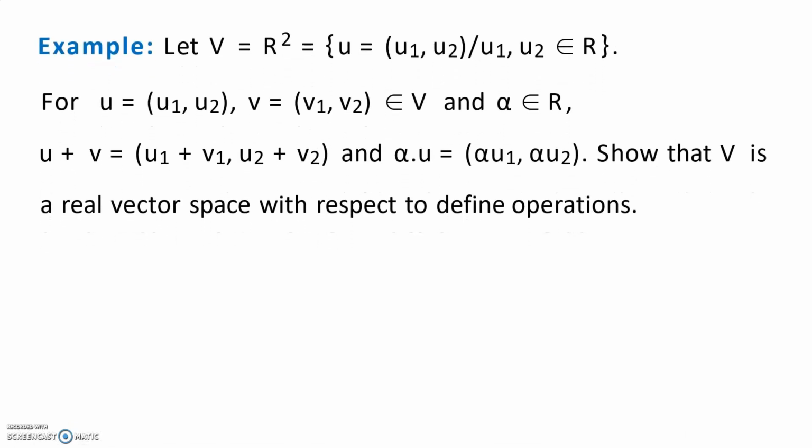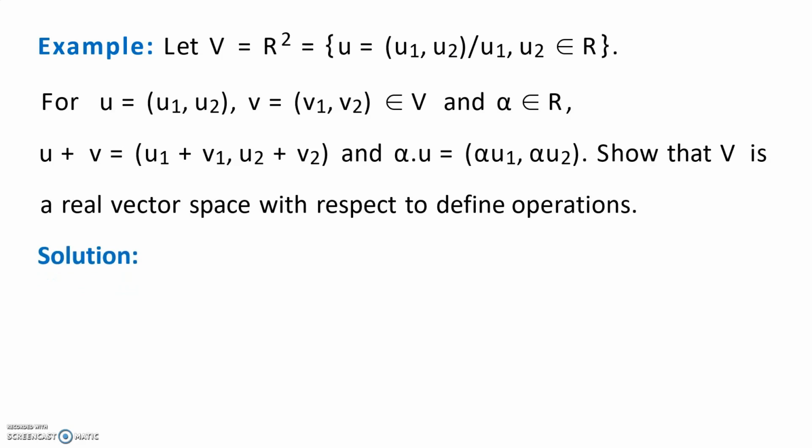Now we will see the example. Let V is equal to R square, a set of elements u which is equal to u1, u2 such that u1, u2 are real numbers. For u is equal to u1, u2 and v is equal to v1, v2 belongs to V which is equal to R square, and alpha is a scalar which is also a real number. Then vector addition is defined as u plus v is equal to u1 plus v1, comma u2 plus v2, and alpha into u is equal to alpha u1, comma alpha u2. Show that V is a real vector space with respect to defined operations.